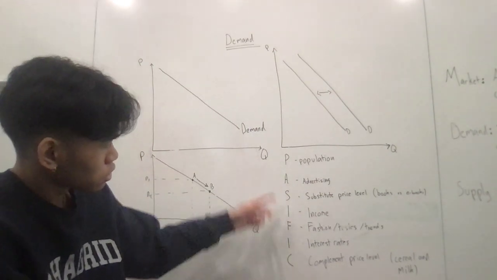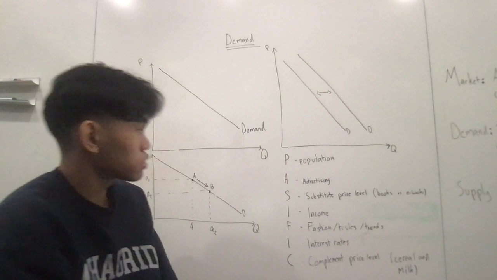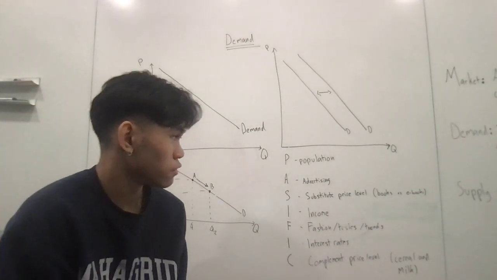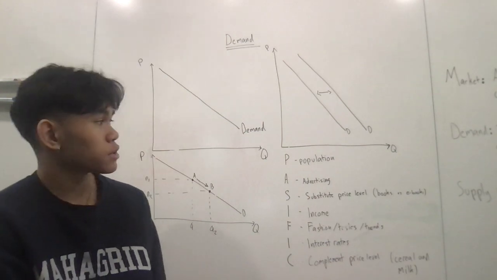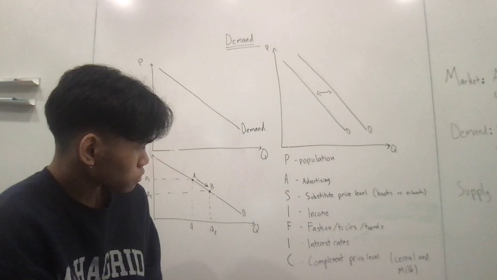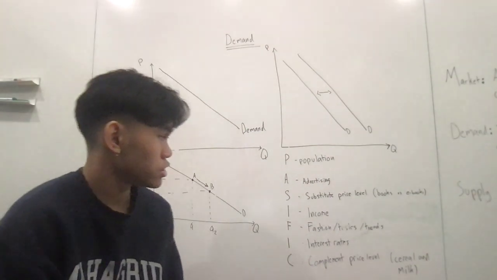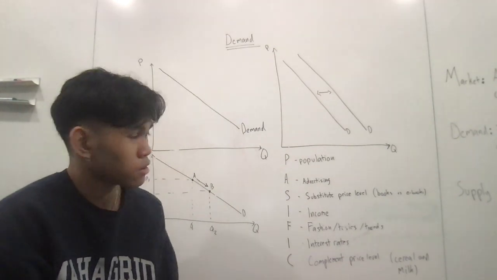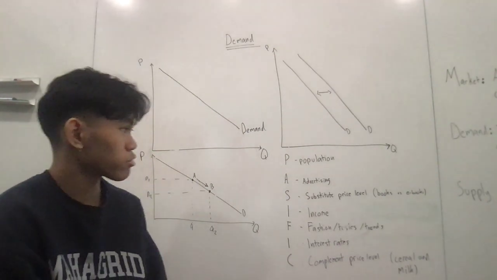The first non-price determinant is population, which is an increase or decrease in the population of a country or economy, which can cause a change in demand. Similarly, changes in advertising, whether it's more or less effective, can cause the demand of a good to increase or decrease without its price level changing.